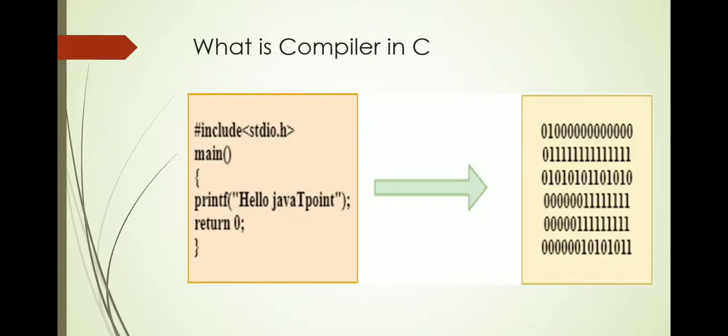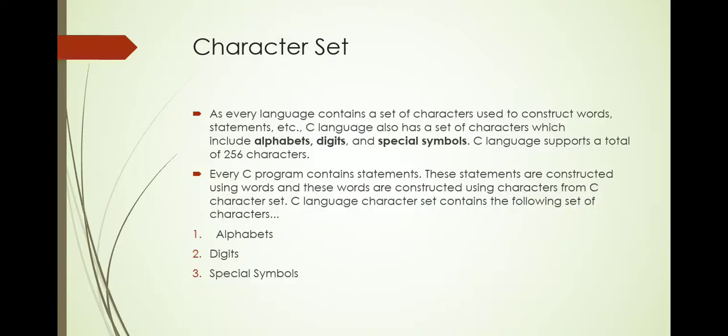Now here we see the first line, #include <stdio.h>. After this program is given to the compiler, it will convert it into binary language. Now see the first line, #include <stdio.h>, and its corresponding binary format. Next main, printf, return 0. All of this C language program is getting converted into binary language, which is understood by the computer.